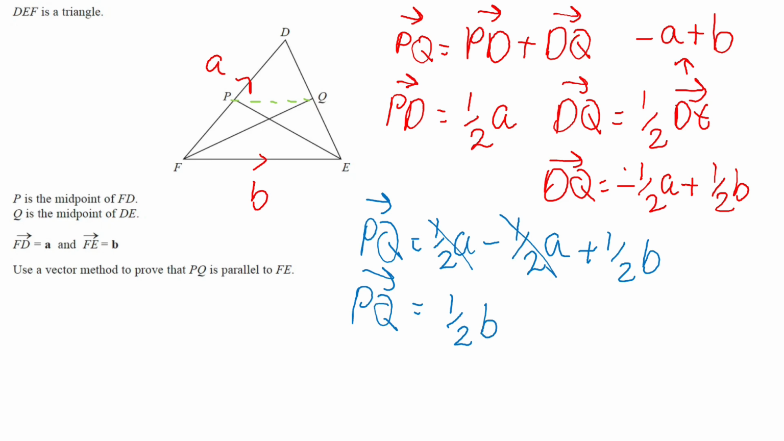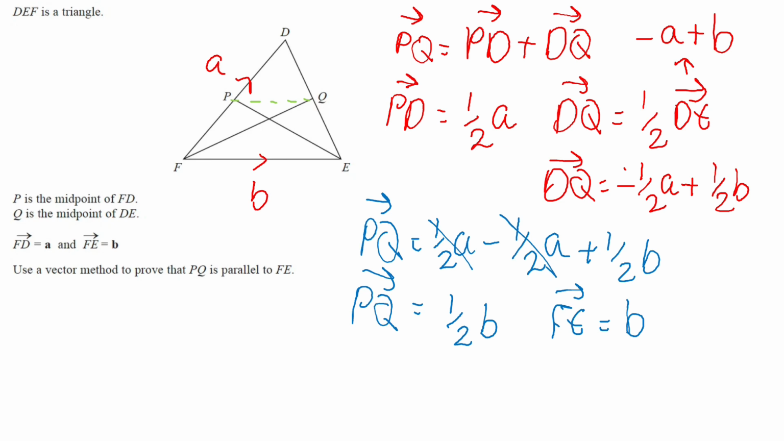Now F to E is already given to us, is equal to B. So we can see here that one is a multiple of the other. So you just need to write that concluding sentence. Sometimes you will have to factorize something out to show that it's a multiple of the other, especially if it's got the A's and B's in it. But for this here, we don't need to.